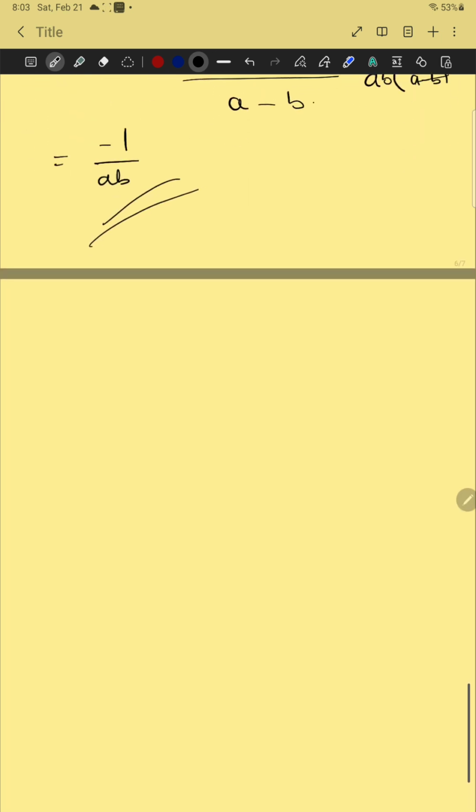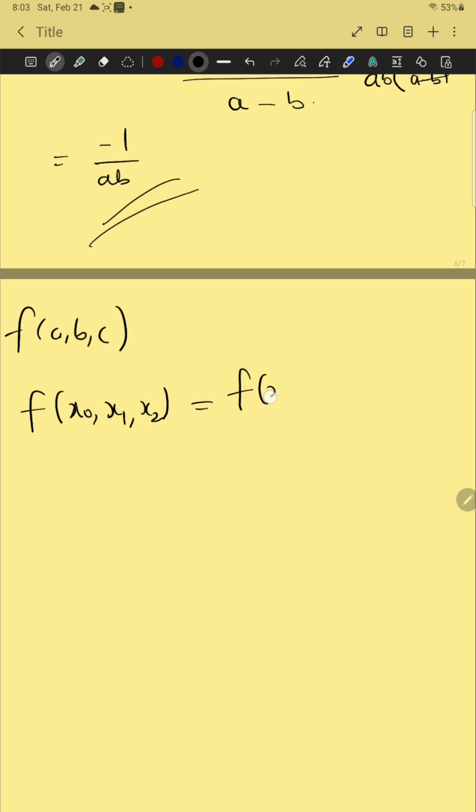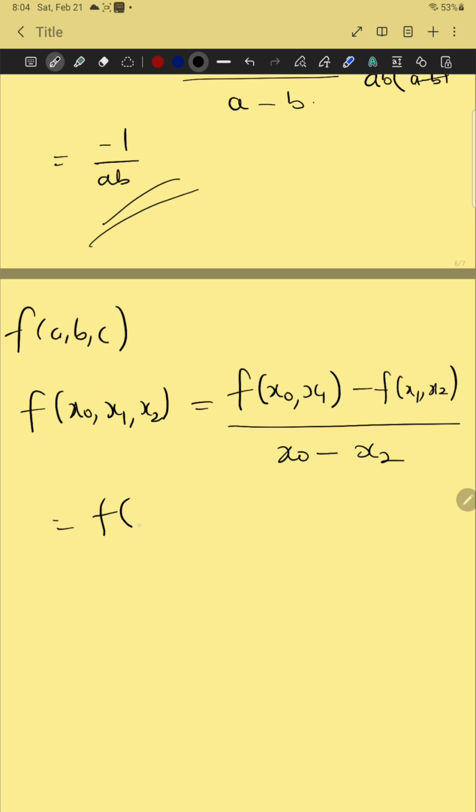So I dare you to do this for a, b, and c. I'm just going to start that. Say f of a, comma b, comma c. Remember that when we take three points, x0, x1, x2, our answer is f of x0, comma x1 minus f of x1, comma x2 divided by x0 minus x2. So if we are saying f of a, b, and c, it means f of a, comma b minus f of b, comma c divided by a minus c.